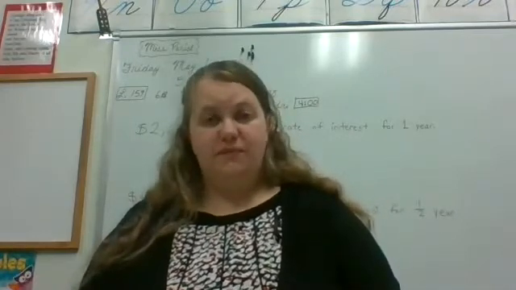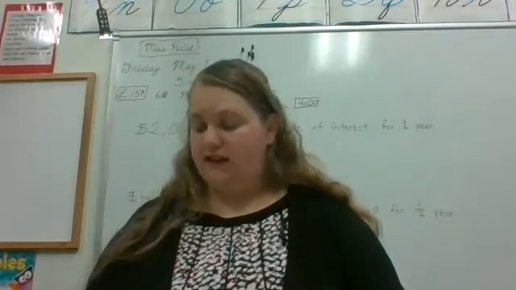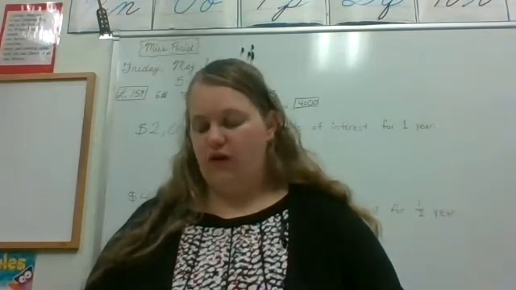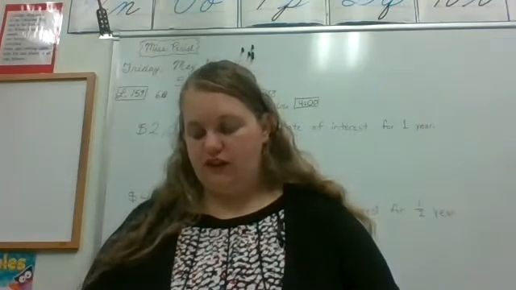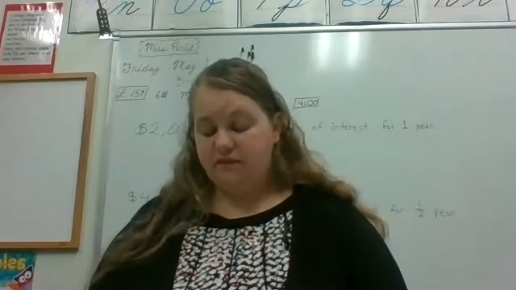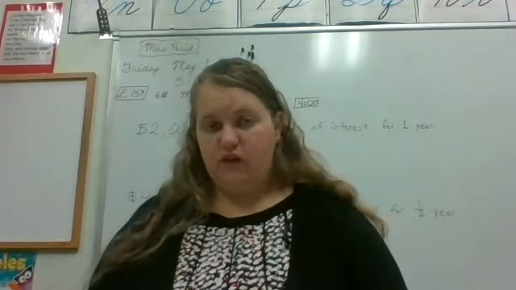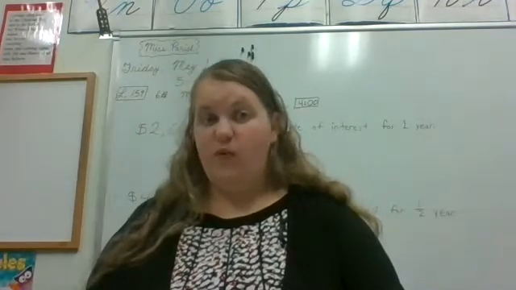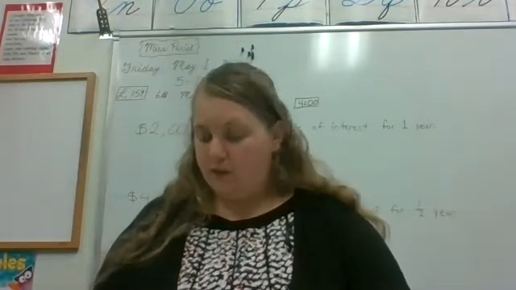So 20% times 500. So you're going to set that up. 500 times 0.20. You wouldn't need the extra 0 if you don't want to, but you can have it there, okay? So multiply. What do you get? Did you get $100? That would be correct, okay?